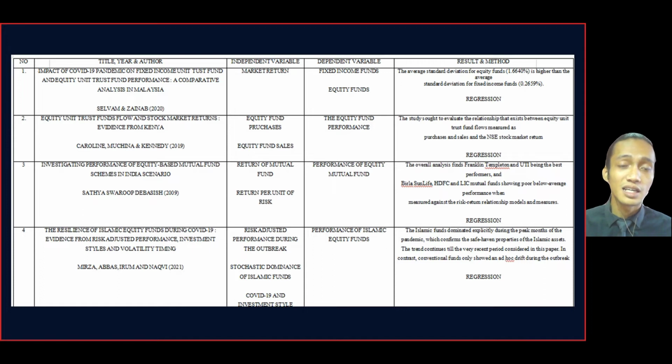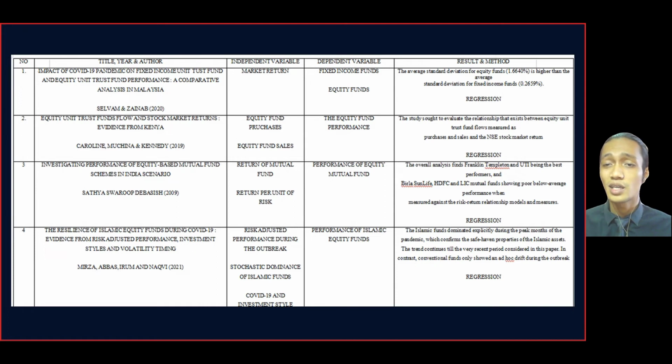And last but not least, the last literature that I have reviewed for this study is The Resilience of Islamic Equity Funds during COVID-19: Evidence from risk-adjusted performance, investment styles, and volatility timing, written by Mirza, Abbas, Irum, and Naqvi in 2021. In this study, the independent variable is risk-adjusted performance during the outbreak, stochastic dominance of Islamic funds, COVID-19, and investment style. And their dependent variable is performance of Islamic equity funds.